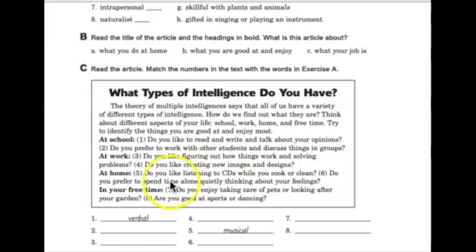Number 6, do you prefer to spend time alone quietly thinking about your feelings? If you do, then you are intrapersonal. Intra, I-N-T-R-A, personal. Number 7, do you enjoy taking care of pets or looking after your garden? If you do, you are a naturalist. Number 8, are you good at sports or dancing? If you are either of those things and you like to use your body, then you are kinesthetic.